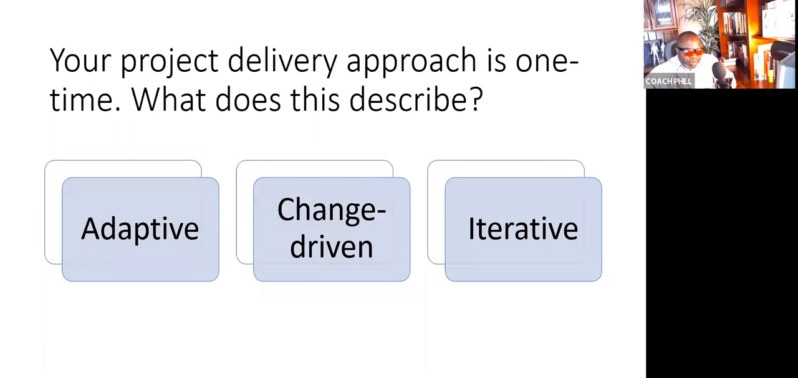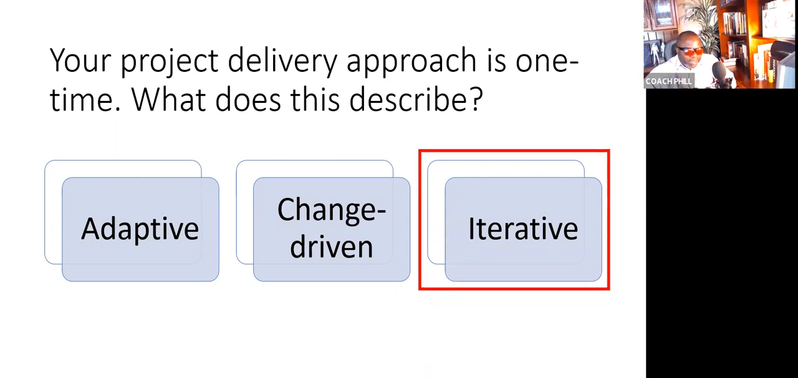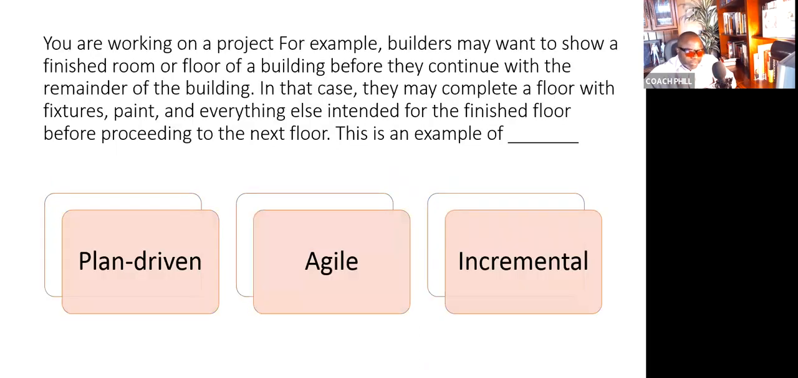Your project delivery approach is one time. What does this describe? 3, 2, 1. The answer is iterative. Adaptive is not one-time delivery. That's agile. Change-driven is agile as well. It's not one-time delivery. It's multiple deliveries. So the best answer is iterative. Next question. I'll let you read it.